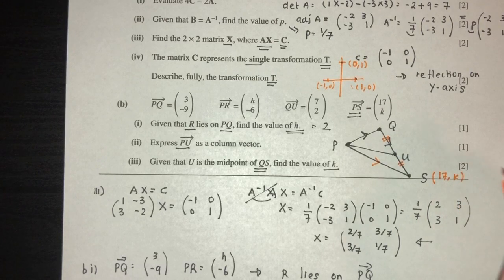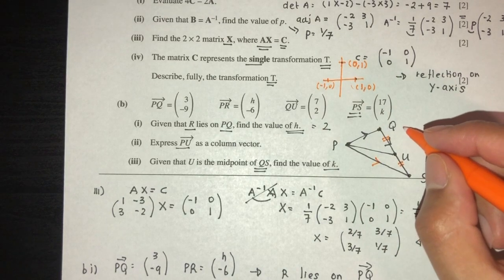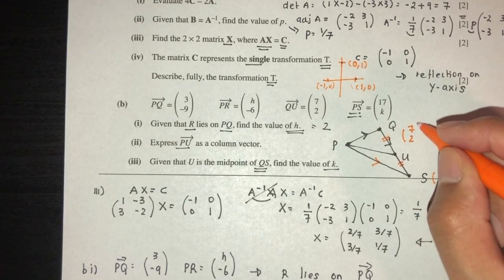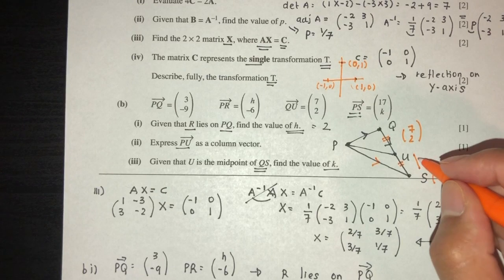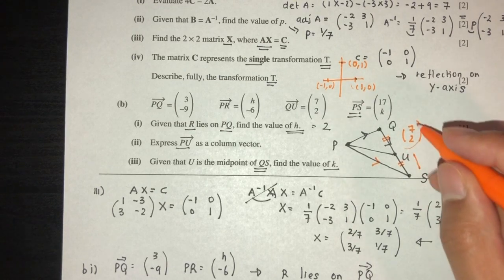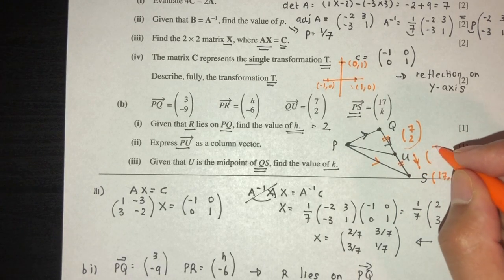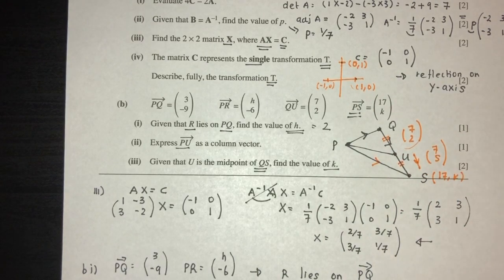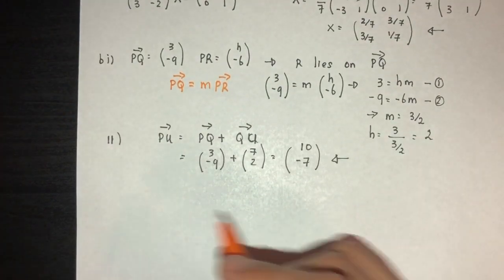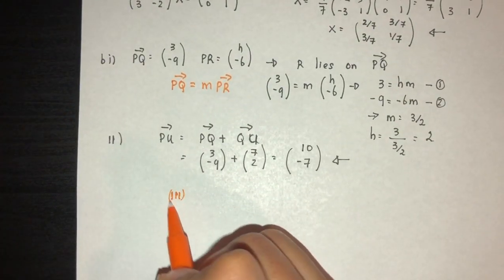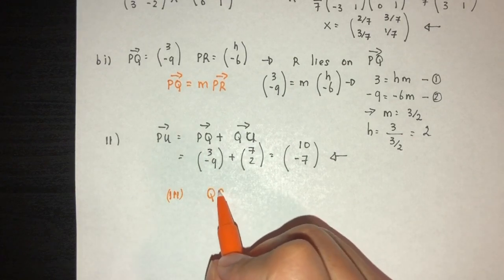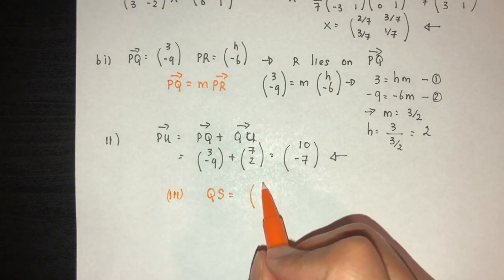PS has been given to you by 17 and K. Okay. So first, how do you find QS? You have QU already. QU is given to you by 7, 2. But also, US has to be the same value because it is the midpoint of this line. So US has to be 7, 2. Right? So from this, you realize that QS has to be what? So let's write this down. Based on the diagram, for part number 3, you have realized that QS is equal to 14, 4.